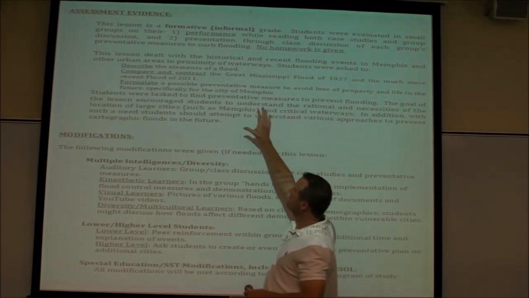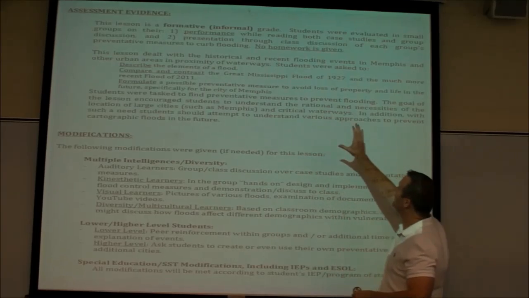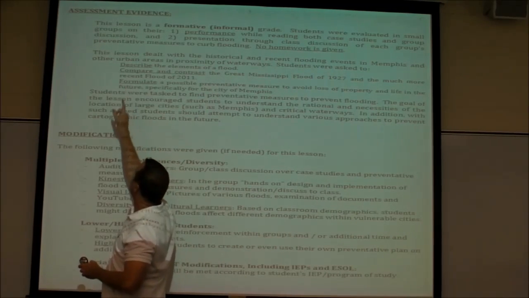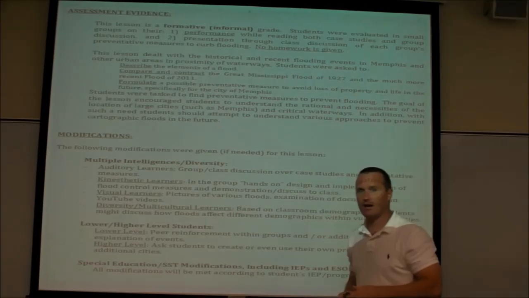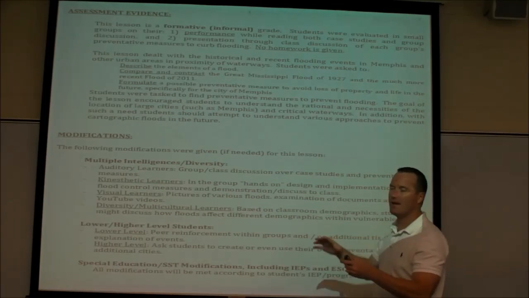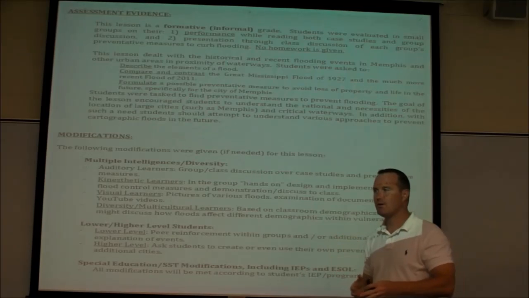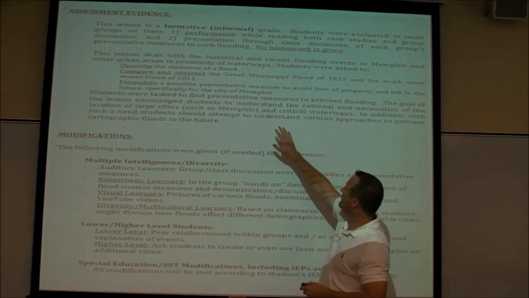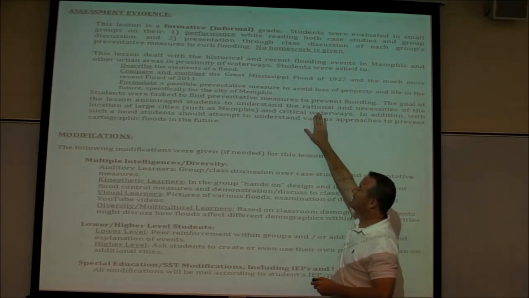Now, you're going to notice something here. This lesson dealt with historical and recent flooding events. You're going to notice these right here are the exact same 3 measurable objectives used at the very beginning of your lesson. Okay? All you're showing me is you're tying it back around. You're proving to me that you've gone full circle. Okay? So students were tasked to find preventative measures, and you kind of tell me what they had to do.